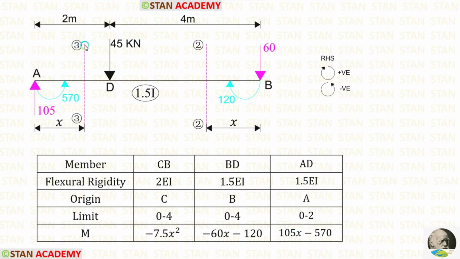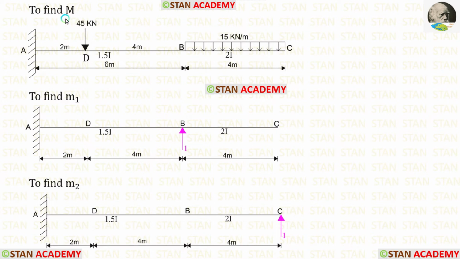Now let us find the moment in this section from the point A. In this case, I am moving towards right hand side. Clockwise will be positive and anti-clockwise will be negative. The reaction 105 is acting in the clockwise direction, so it will be positive and the distance is x, so 105x. The moment is acting in the anti-clockwise direction, so it will be negative. We have found the moment using the given loads.